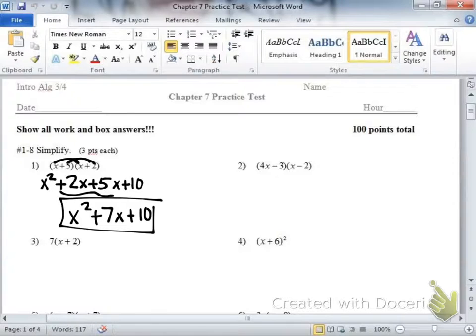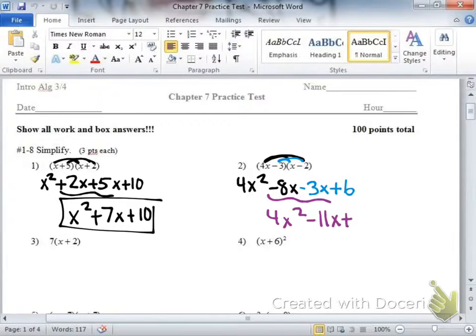Same thing on number 2, we're double distributing. So 4x times x is 4x squared. 4x times a negative 2 is negative 8x. Negative 3 times x is negative 3x, and negative 3 times negative 2 is plus 6. In the middle here, they are like terms. They're also both negative, so we're going to add the numbers, keep the negative sign. And there you go.